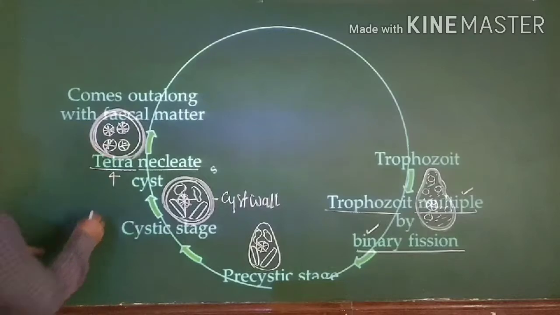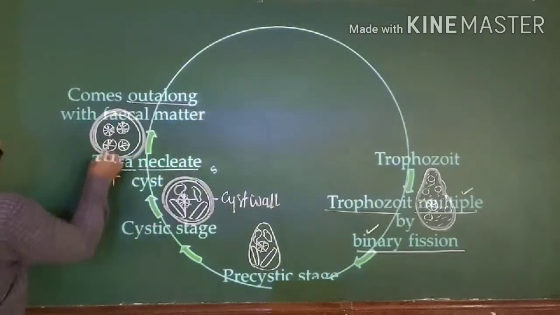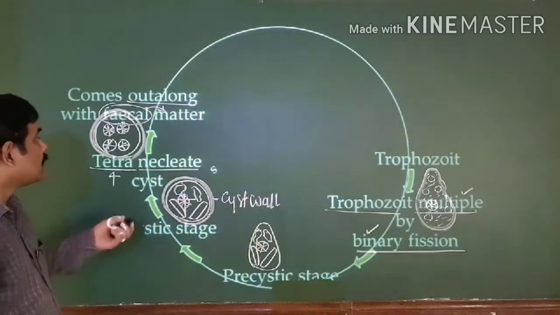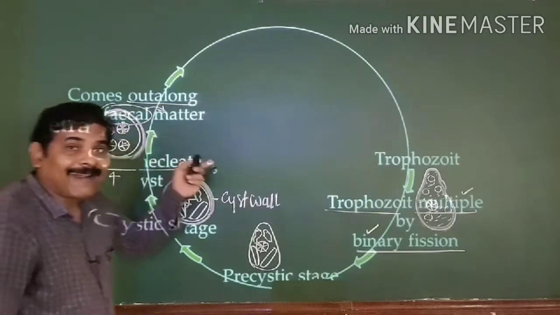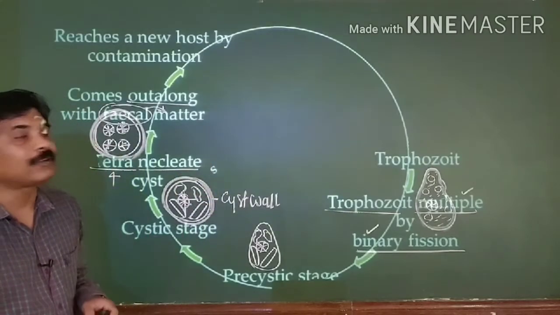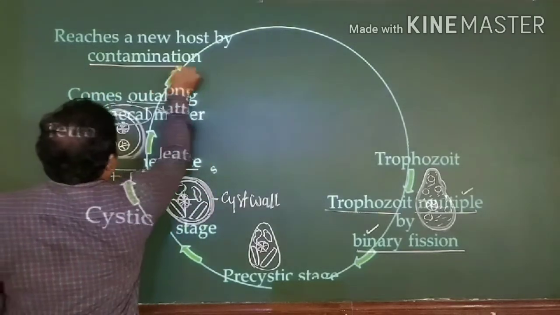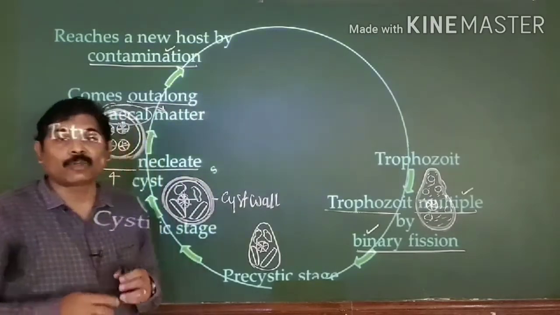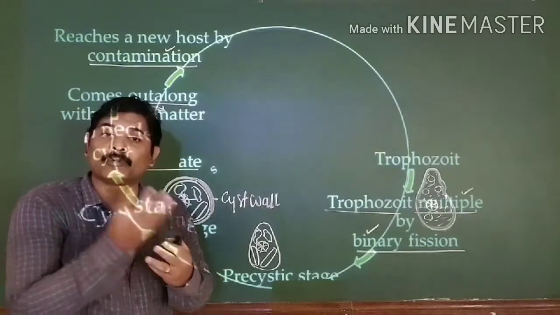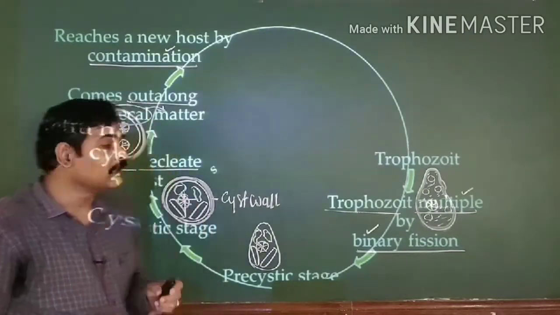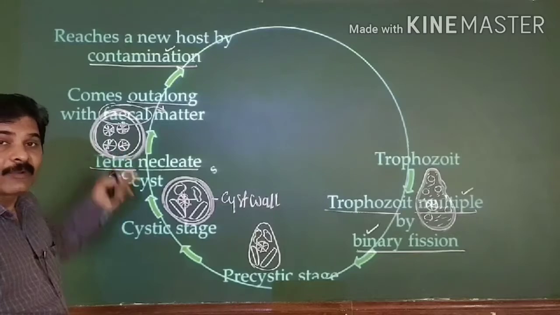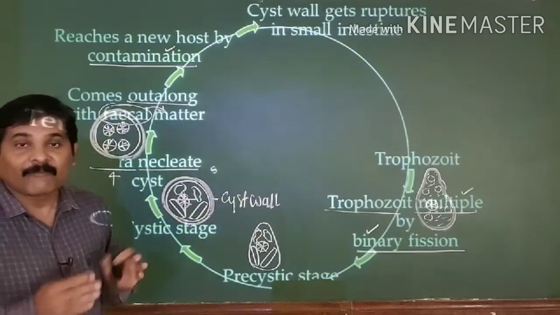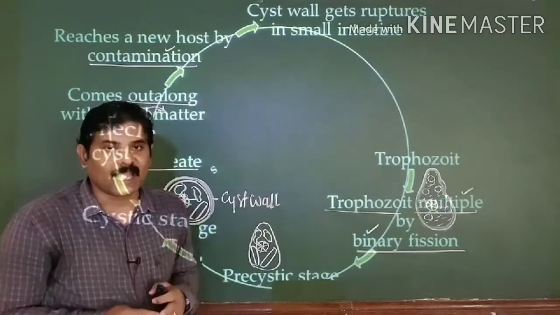So as I said, it comes out of the human body along with the fecal matter. Here it comes in contact with the air and water and causes the contamination of your food. So when you consume such contaminated food and drink such contaminated water, this tetranucleate cyst enters your digestive system. It enters into your gut. Finally, it reaches your small intestine.